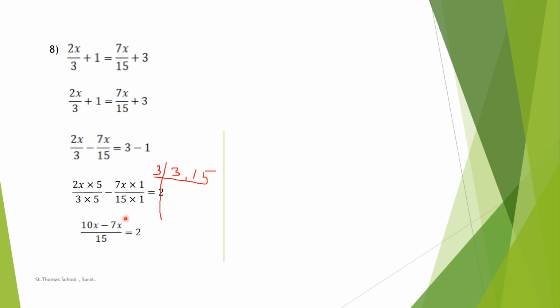Both are like terms, so we can write 1 time denominator. So 5 2s are 10x and 7 ones are 7x, and it is equal to 2. Now 10x minus 7x, what is the answer? 3x is equal to, now this is cross multiplication. You can cross multiply like this. Whenever equal sign comes, you can cross multiply. So 15 twos are. Now 3x is equal to, so x is equal to 15 multiplied by 2.